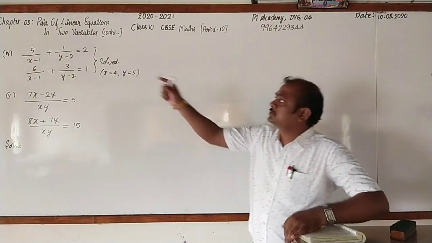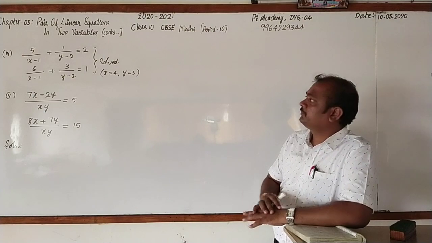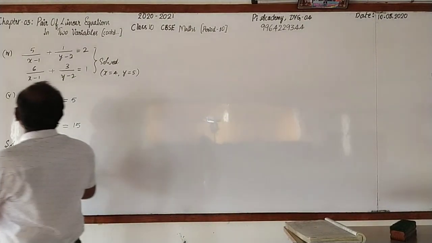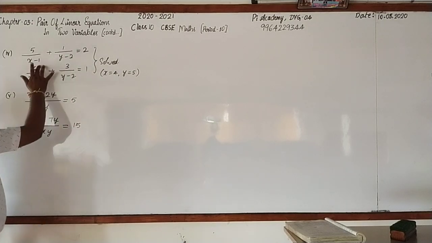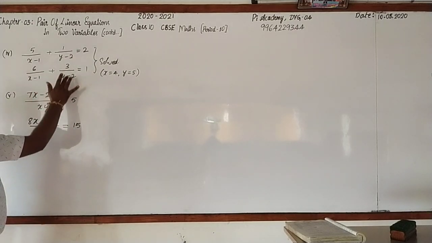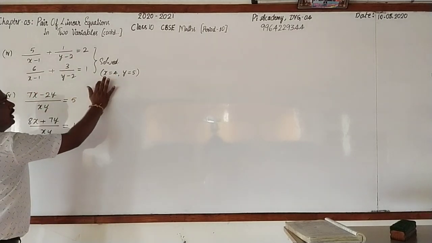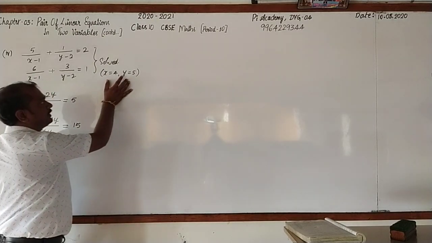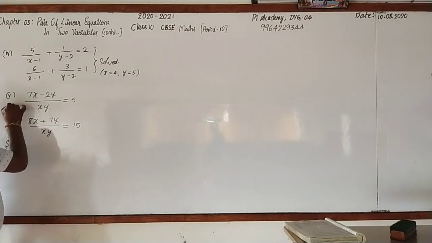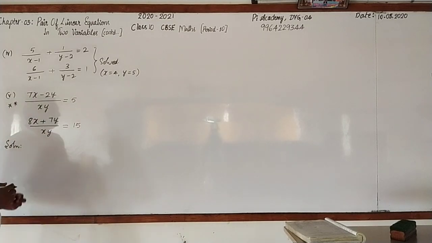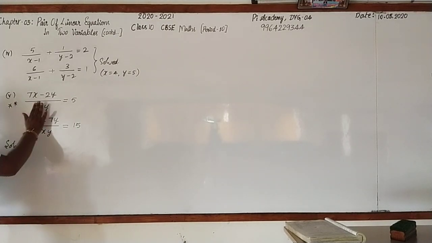Dear students, observe that. The fourth one has already been solved. 5 by x minus 1 plus 1 by y minus 2 equal to 2, and 6 by x minus 1 plus 3 by y minus 2 equal to 1. And there we had got the values of x and y as 4 and 5. Right? Yes. And copy the next one. Hope that you have copied, and please start writing with me, and you have to put a double star mark for this. It is an important one because it is a bit different.